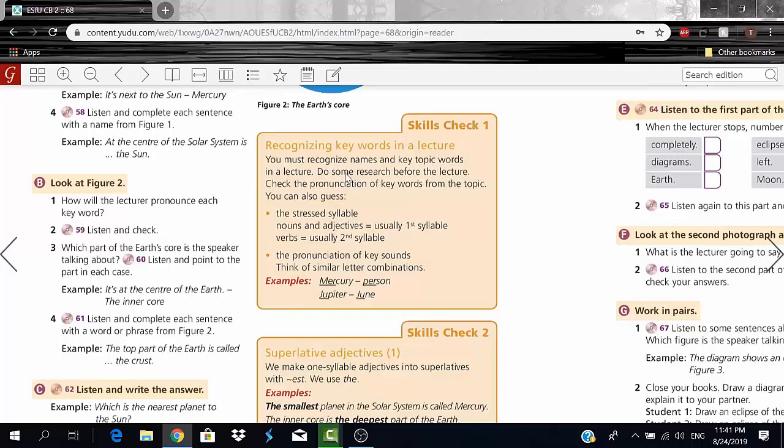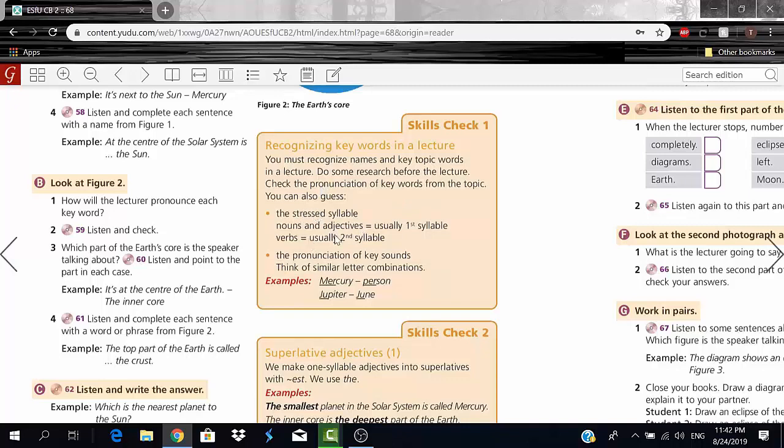So, if you get a topic about a lecture and a set date, you've got to do some research so you have an idea of what the professor or teacher is saying when he finally starts the lecture, right? You can also check the pronunciation of keywords from the topic that the professor is going to be talking about, okay? You can also guess at what keywords are during the lecture by the stressed syllable.